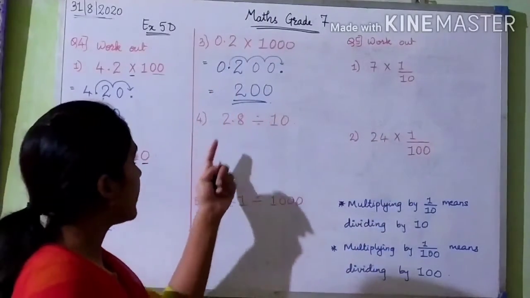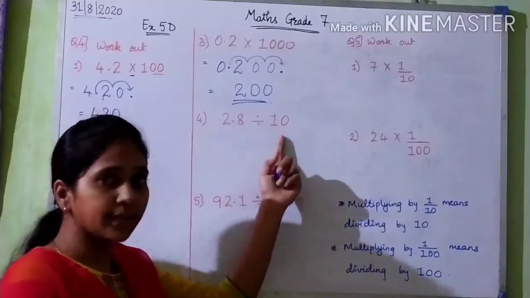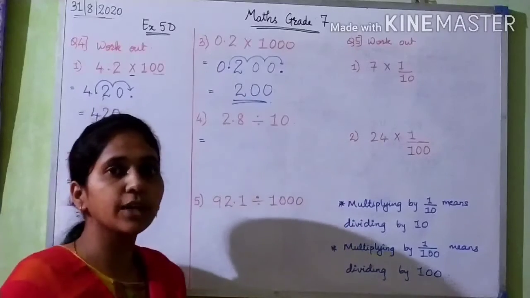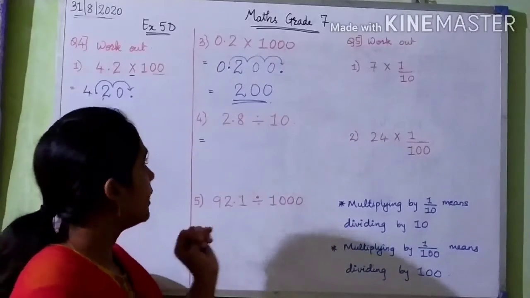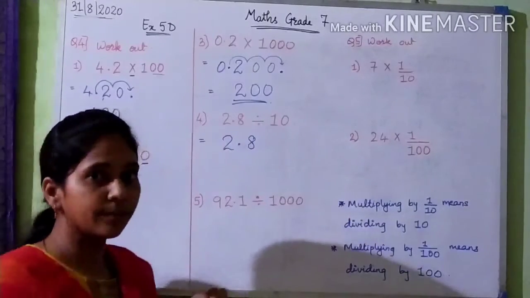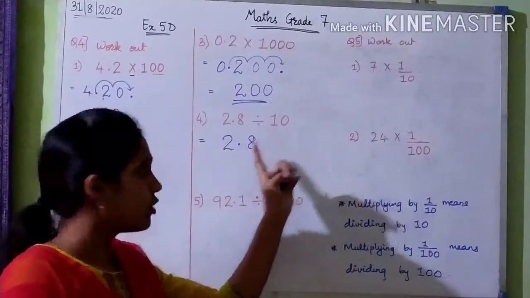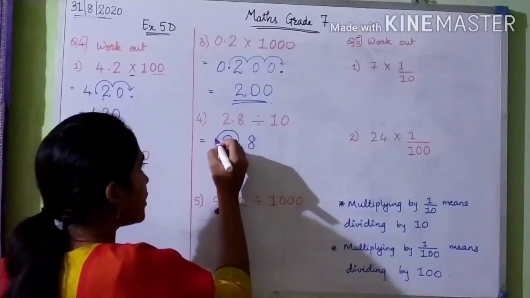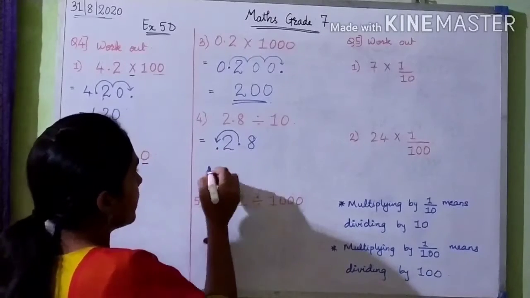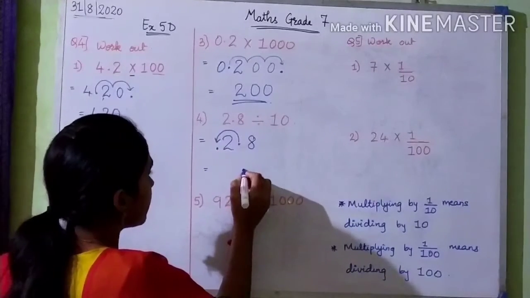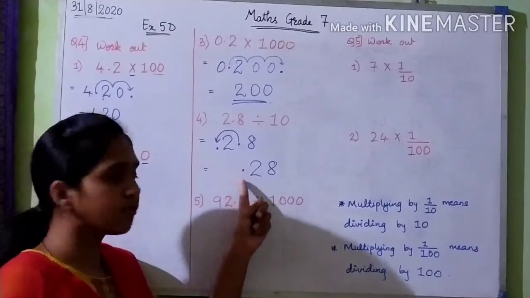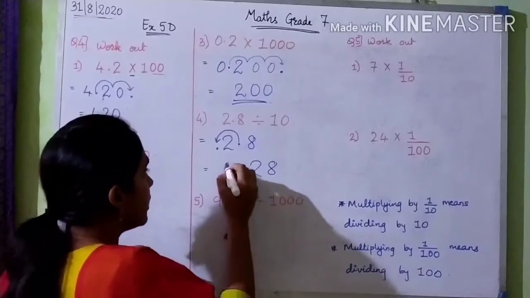Okay, now the fourth one is of division. So if a number is divided by 10, division means the decimal point will shift towards the left side. By how many digits will it shift towards the left? 10 is having only one zero. So this decimal point will shift one place towards the left. So it will come here now. So this will be 0.28. Now there is no number before this point, so I put a 0.